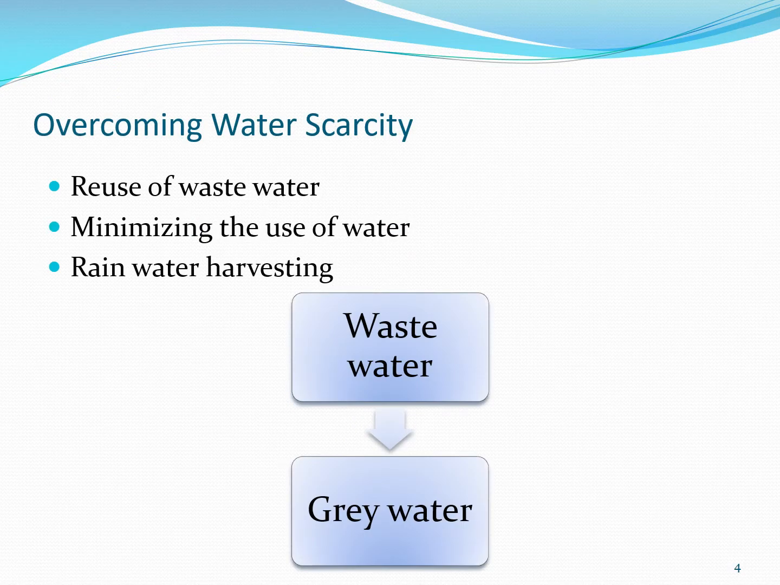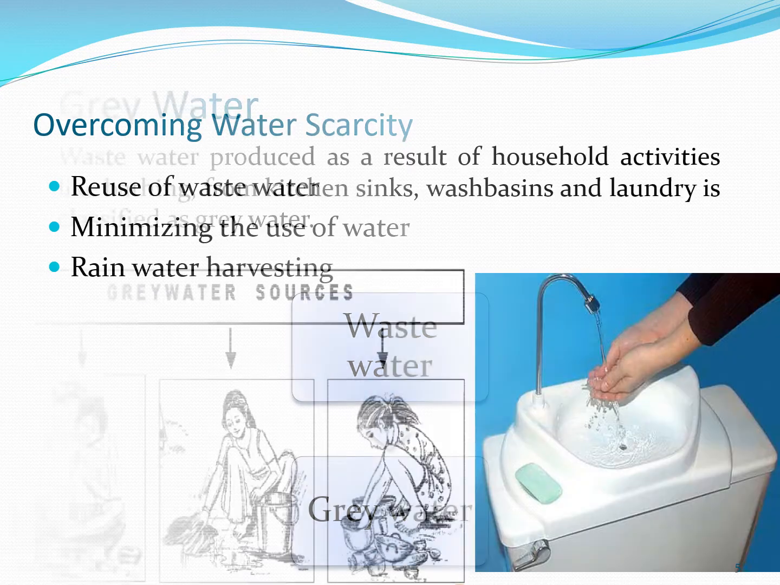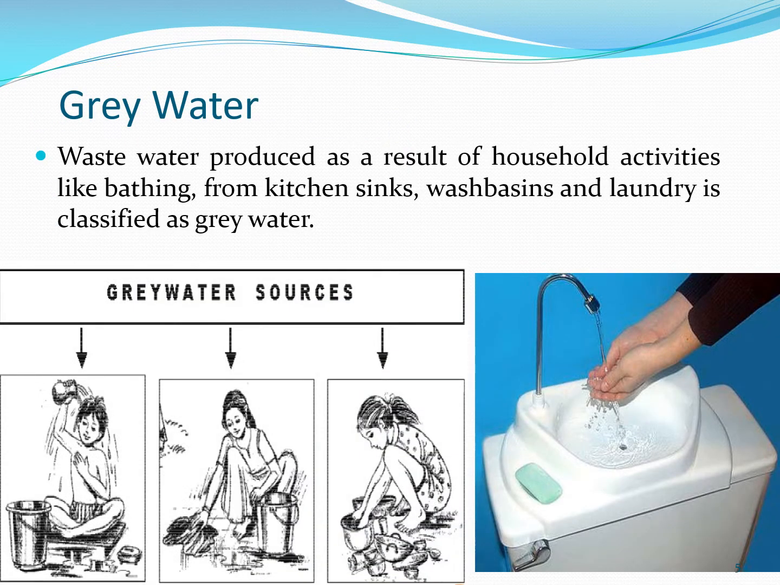To overcome the water scarcity, we can reuse the wastewater, we can minimize the use of water, or we can go for rainwater harvesting. If we choose the reuse of wastewater, we can go for grey water. The wastewater produced as a result of household activities like bathing, from kitchen sinks, wash basin, and laundry is classified as grey water.